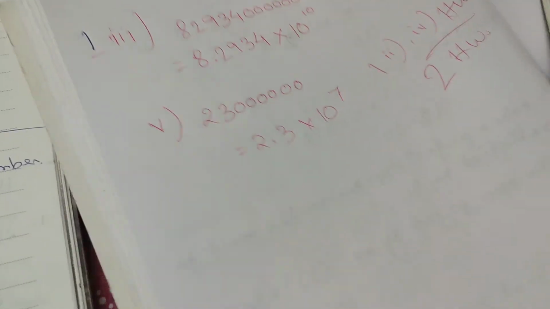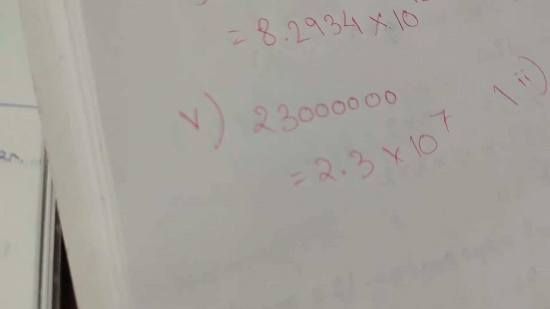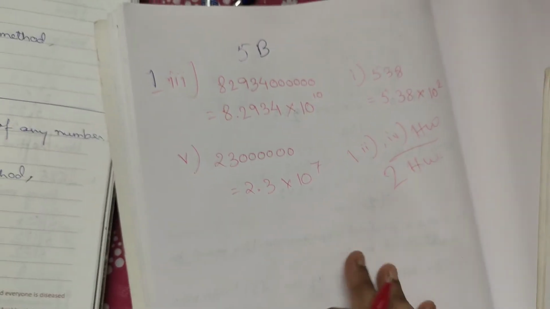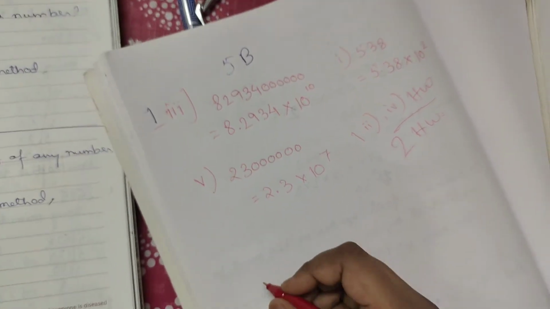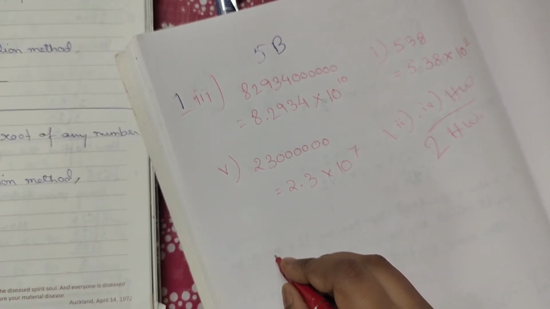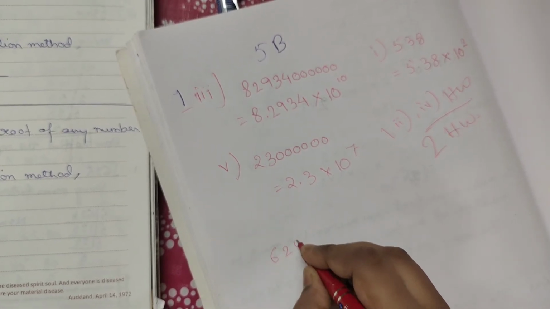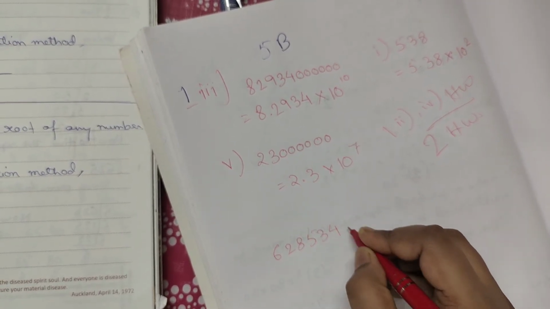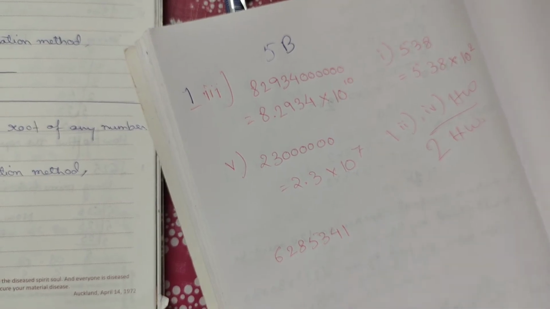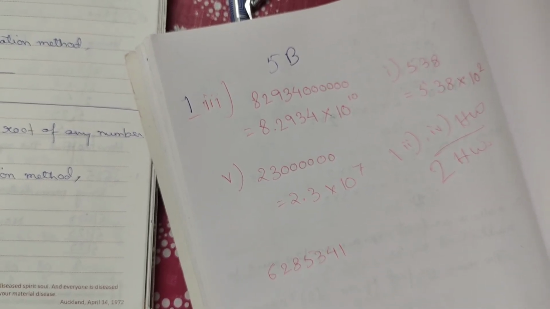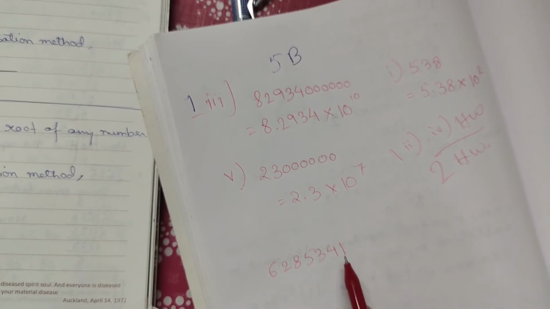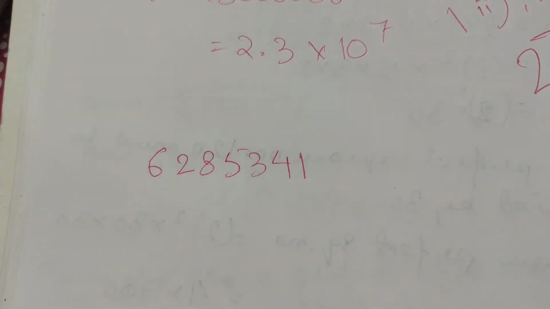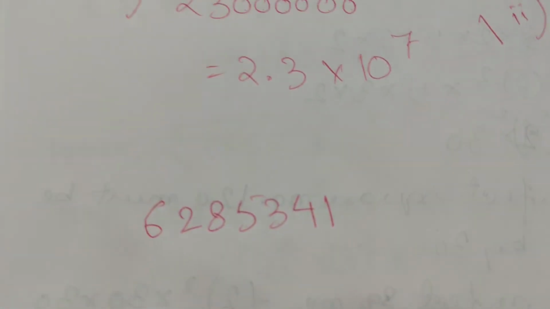Now I have already taught you how to write in standard form. One more thing we have to learn is to write in expanded form. Just let me take a number. Let the number be 6,285,341. Alright, now with this number we have to expand it. It is not normal expansion, but it is expanding in the form of exponents.